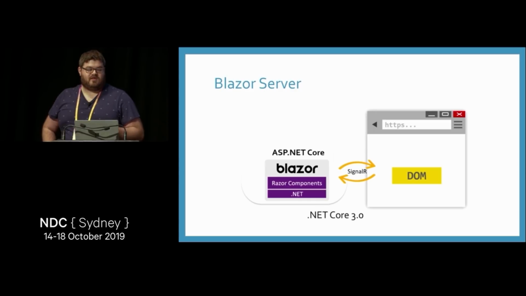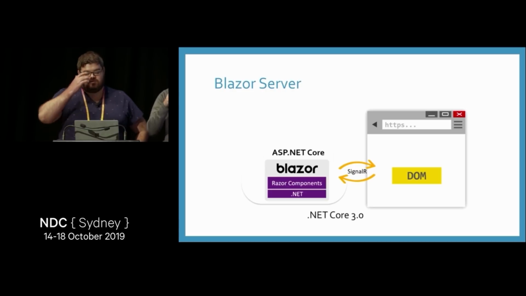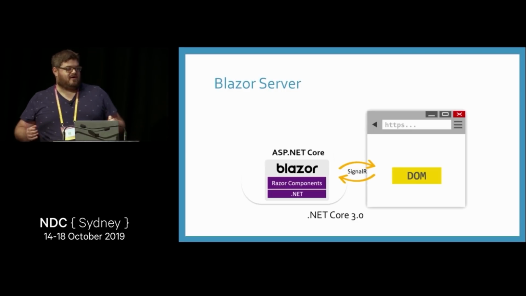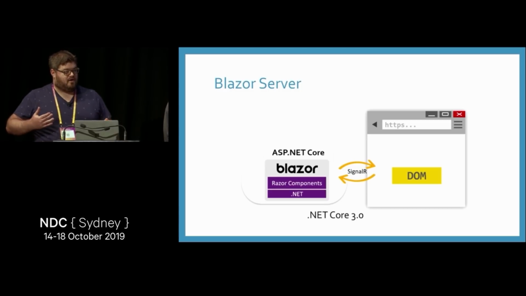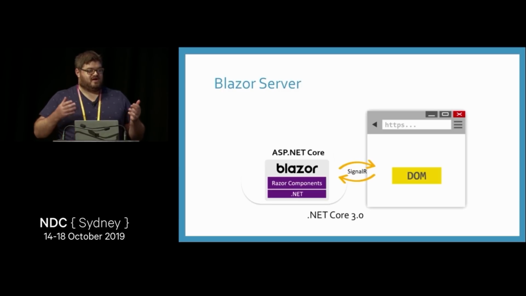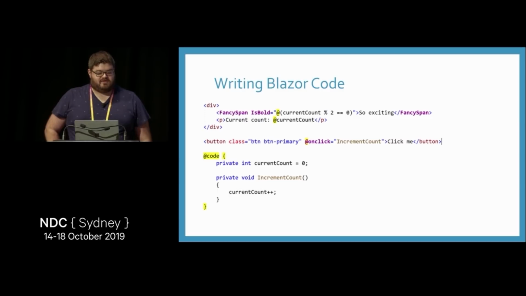So if you're the kind of person who likes diagrams, here's a nifty diagram. On the left, we've got our ASP.NET Core process. We've got Blazor running on top of your components, running on top of .NET in .NET Core 3.0. And you've got the SignalR communication channel that is talking to a browser somewhere with a DOM. Again, SignalR is that real-time WebSocket-based communication framework. This is how we push DOM updates into a browser, and this is how we get UI events from a browser, as well as things like JS interop or any other kinds of things that we need to make Blazor Server work with the browser, all go over that WebSocket channel. So when you're writing your Blazor code, it's going to look something like this, right?